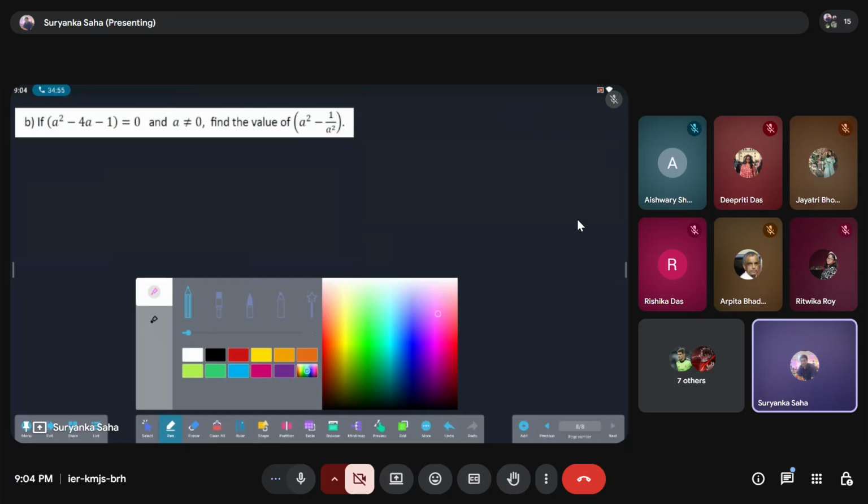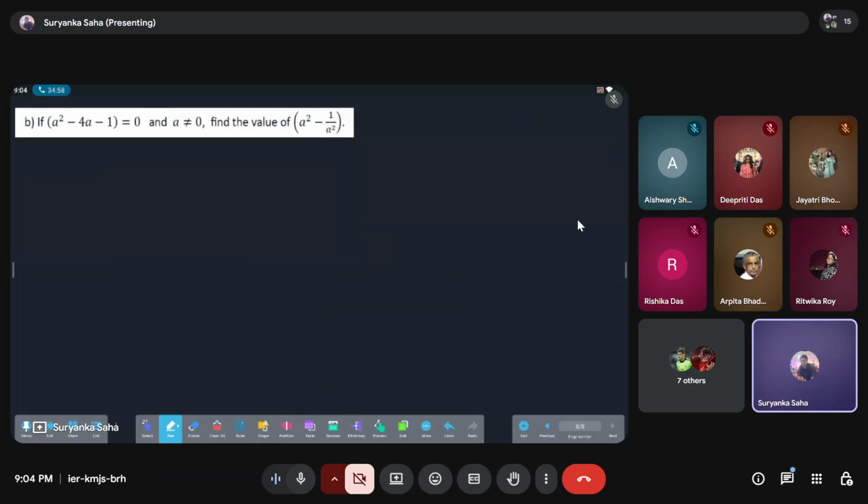Chalo, this is 2b, let me continue. Acha, a square minus 4a minus 1 equal to 0 given. So I will push 4a to that side, so a square minus 1 equal to plus 4a. It was minus 4a over here. Now we'll bring down a square minus 1 by a equal to 4. Now we'll split it: a square by a minus 1 by a equal to 4, so it will give me a minus 1 by a equal to 4. That we have got.